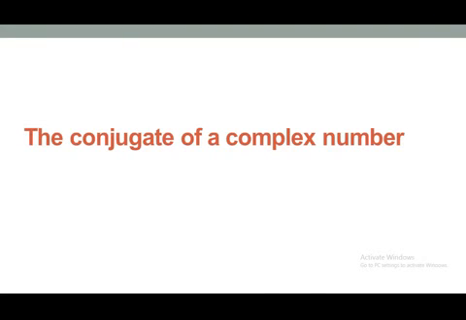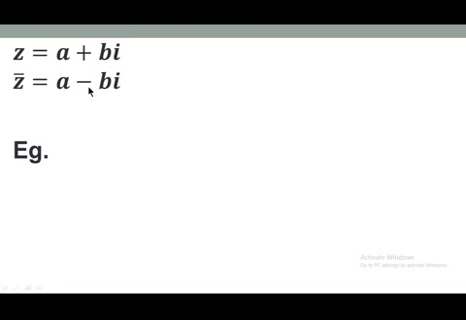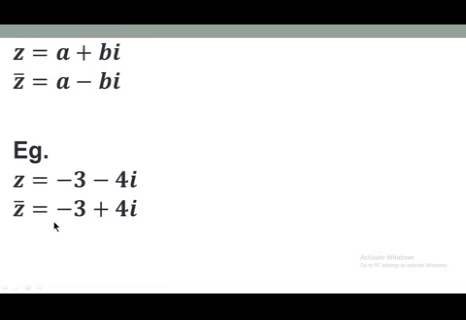What is the conjugate of a complex number? Let z be a complex number where z equals a plus bi. a is the real number component of z and bi is the imaginary component of z. The conjugate of z, denoted like this, equals a minus bi. You simply need to multiply the imaginary part in z by negative 1. For example, let z equal negative 3 minus 4i. So the conjugate of z equals negative 3 plus 4i.